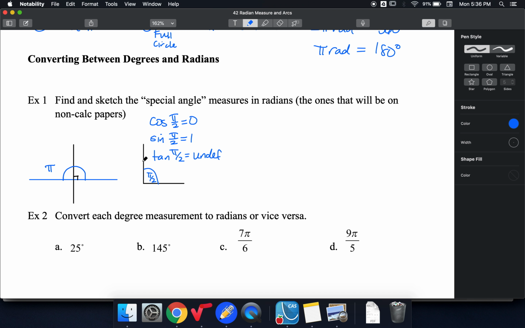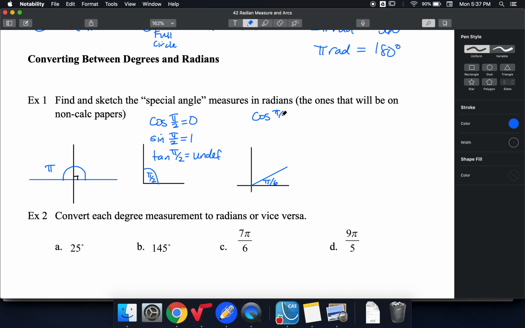Now, if I take this angle and take 1/3 of it, that's my normal 30-degree angle. 1/3 of pi over 2 is pi over 6. So now, coming back to my 90, if I take my 30-degree angle, of course, that's also 1/6 of pi, so 1/6 of half a circle. This is pi over 6.